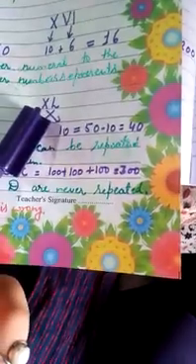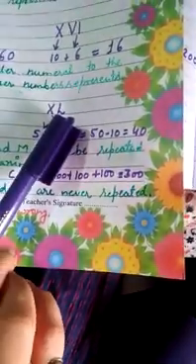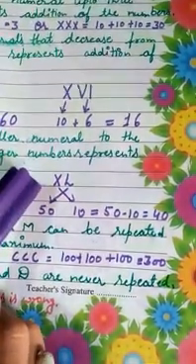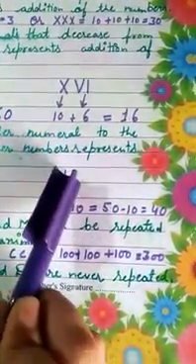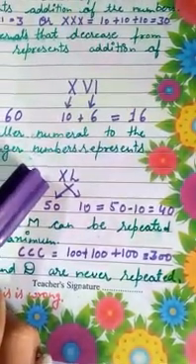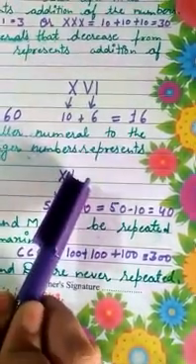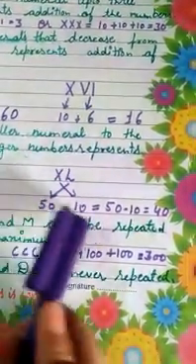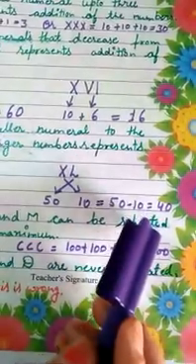XL. What is the value of X? 10. And what is the value of L? 50. The value of X is 10 and the value of L is 50. So, X is on the left side and L is on the right side. Now, we will subtract the numbers. 50 minus 10 is equal to 40.